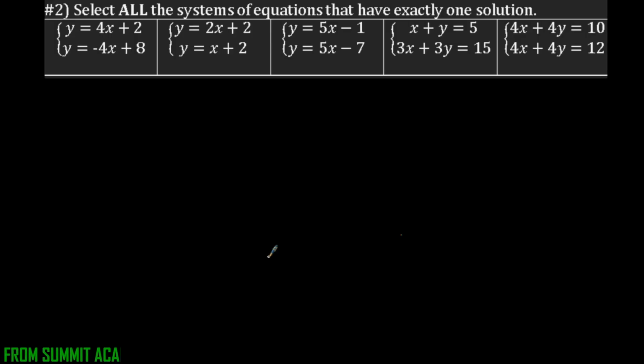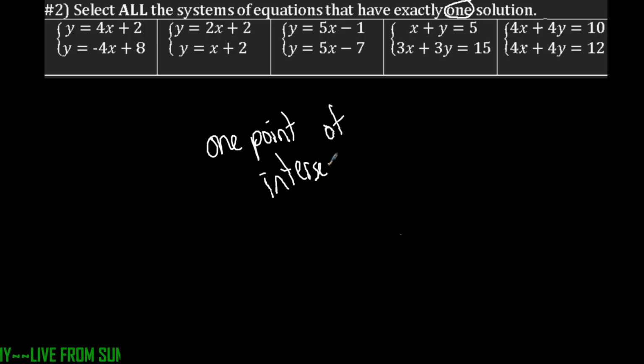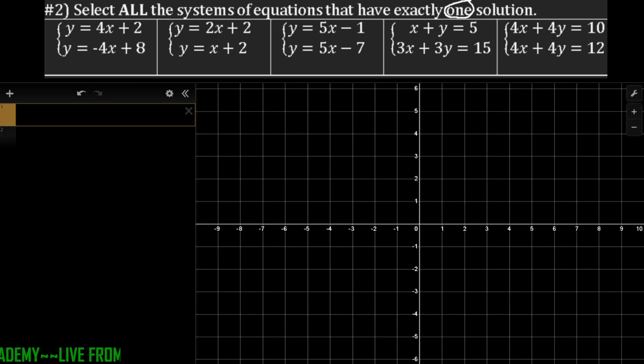For the next one, it says select all systems of equations that have exactly one solution. And what it means by one solution is, so it's one point of intersection. So when we go to graph it, that's what we should do first. So let's pull up our graph.